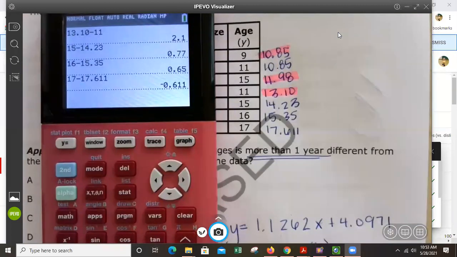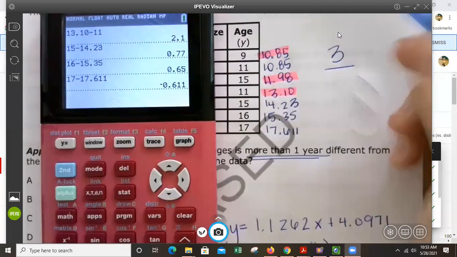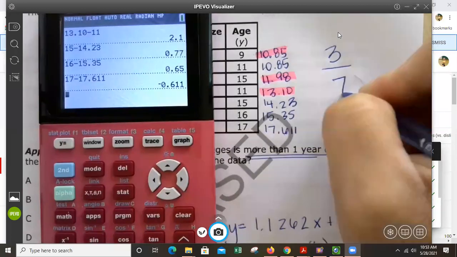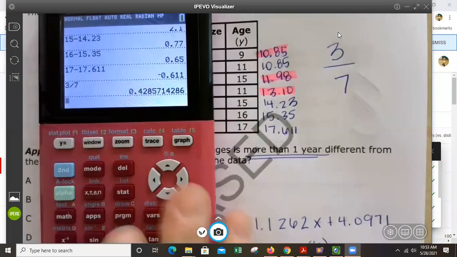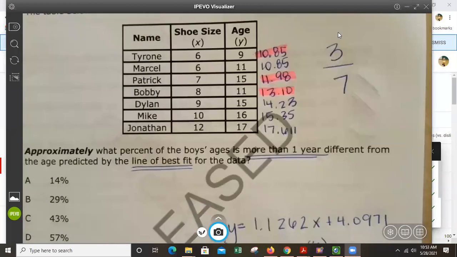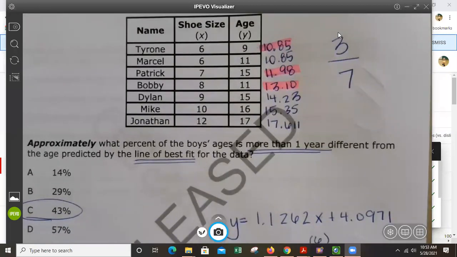So that means I did 3 out of 1, 2, 3, 4, 5, 6, 7, which is 42.85% or 43. So again, not a hard problem. It's just really long.